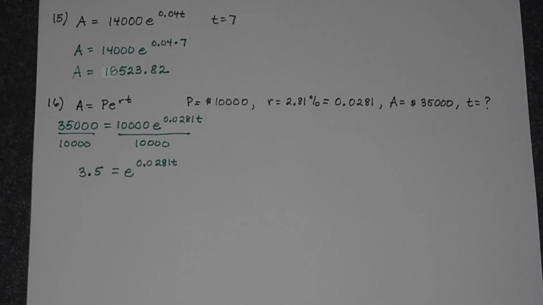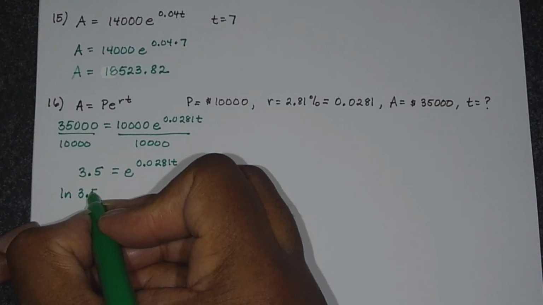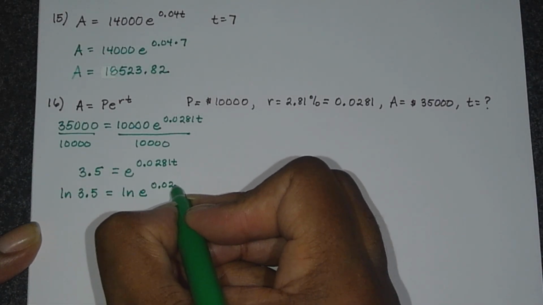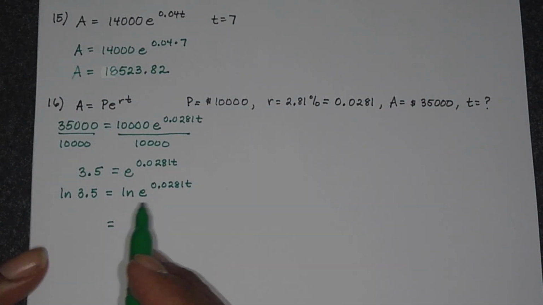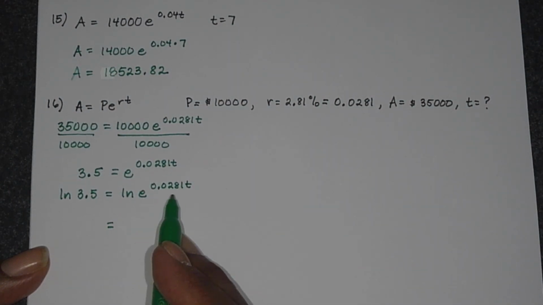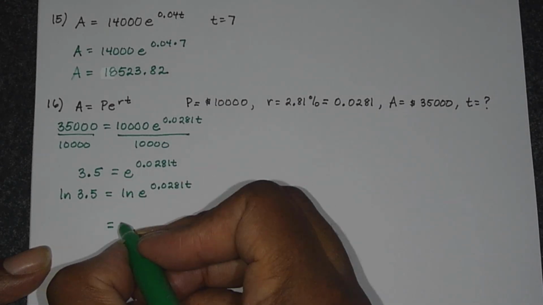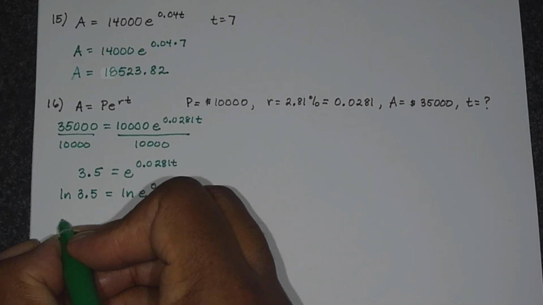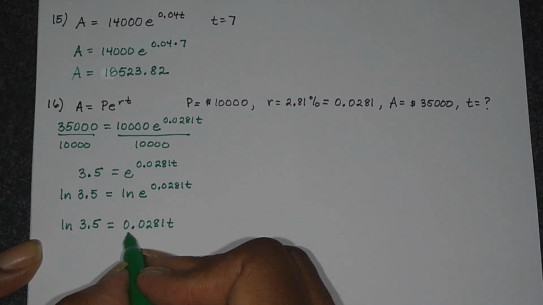Now, since e and the natural logarithm are inverses of each other, I need to do the natural log on both sides. On this side right here, ln of e to whatever my exponent is gives that exponent. So ln of e to the 0.0281t will be 0.0281t. Then that's equal to the natural logarithm of 3.5.